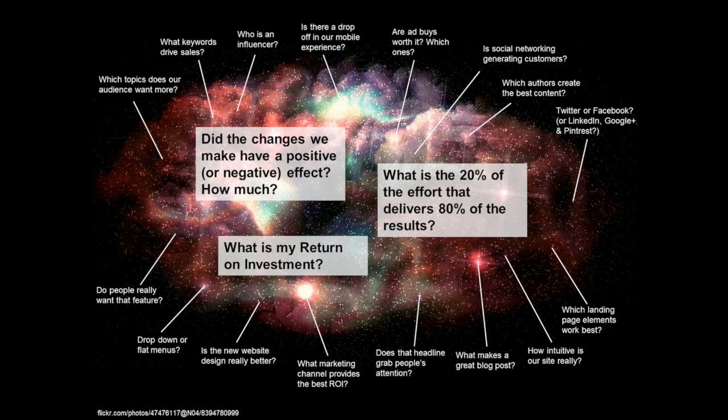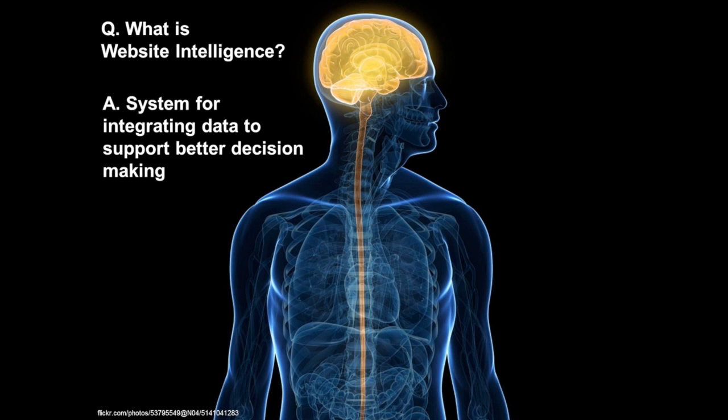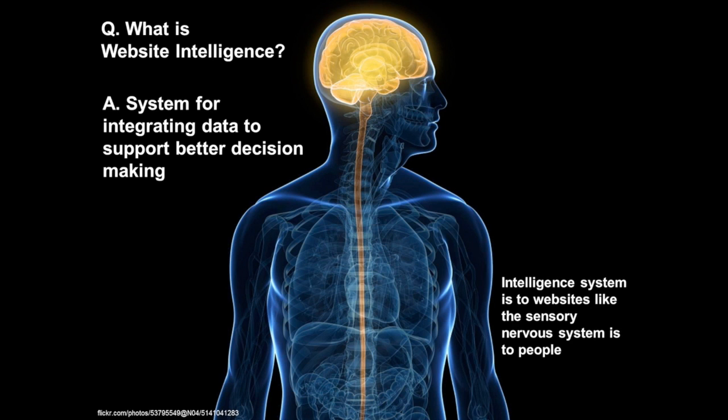So what we've developed to help with this problem is what we call an intelligence system, or a website intelligence system. To explain what it is, it's really just a system that integrates data in to help people make better decisions. As we were creating the system, I was thinking, it's actually kind of odd the way we create websites. It's almost a little bit like creating a robot that might be able to do all these cool things and can go out into the world, but we have no feedback mechanisms.